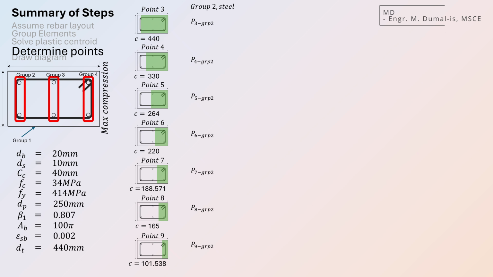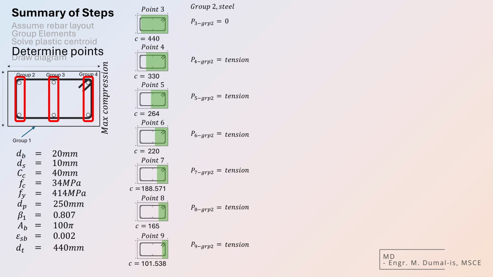This is the group of steel bars located at the leftmost edge of the section. For each point, we need to identify whether the rebar is under tension, compression, or experiencing zero stress. At point 3, the value of C coincides with the location of group 3 rebars. That places them on the neutral axis, meaning zero stress. From points 4 to 9, group 2 rebars fall outside the compression block, shown by the shaded green area, indicating that they are under tension.